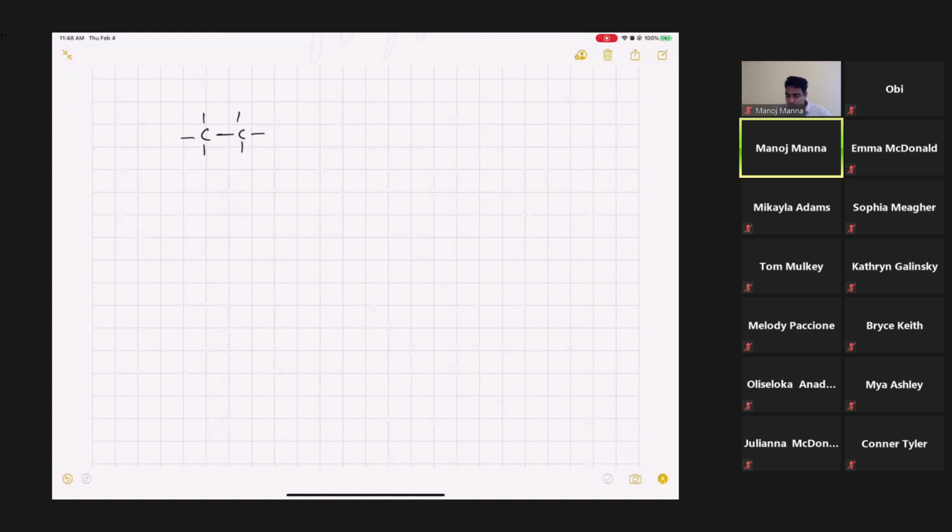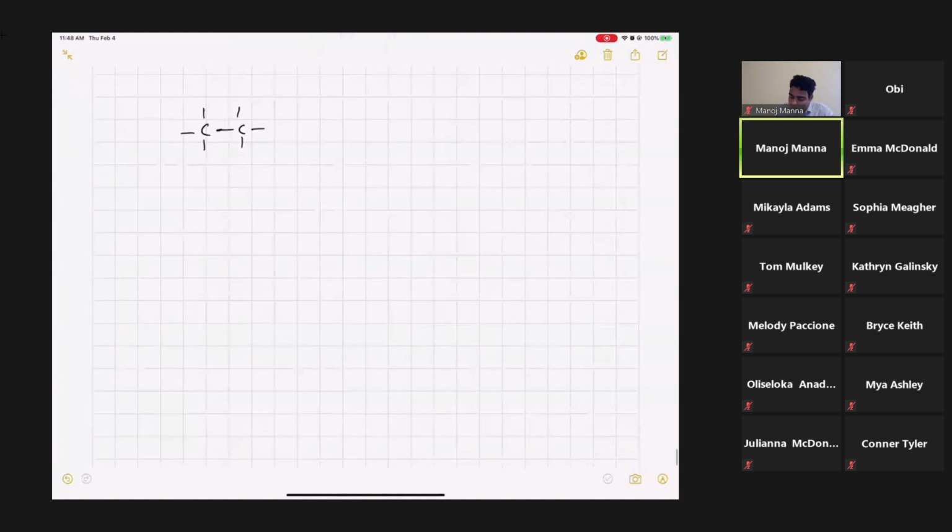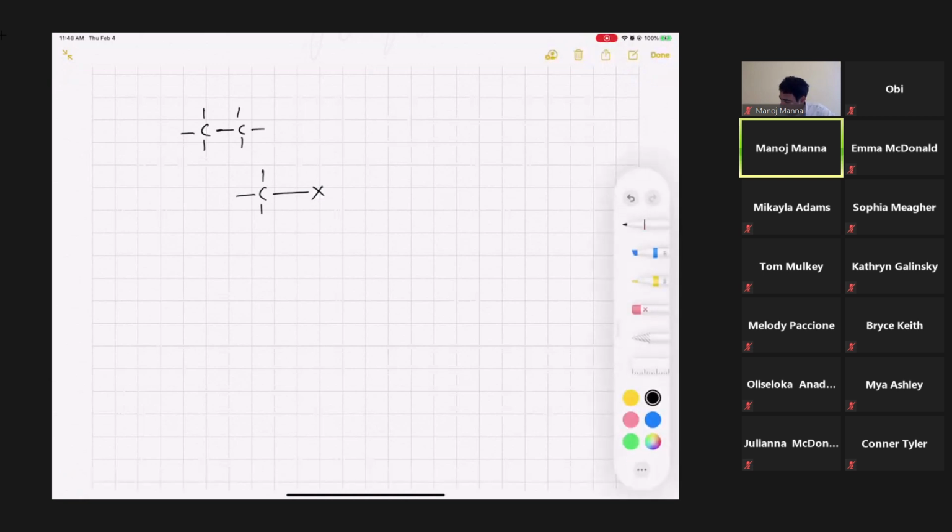Okay, so we know that this is a carbon sigma bond, right? And let's say I take an arbitrary bond, carbon with X, where X means halogen. Now this bond means you have how many electrons? This bond means you have 2 electrons, correct? One sigma bond means 2 electrons.